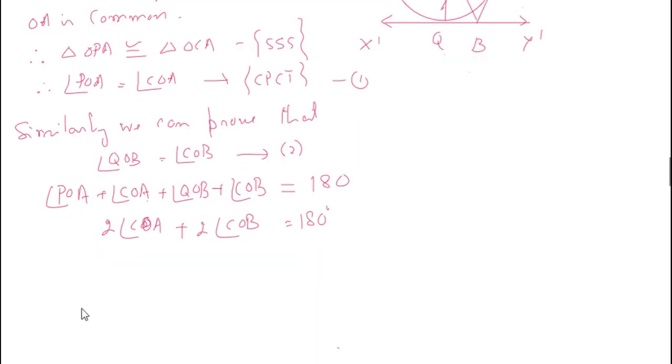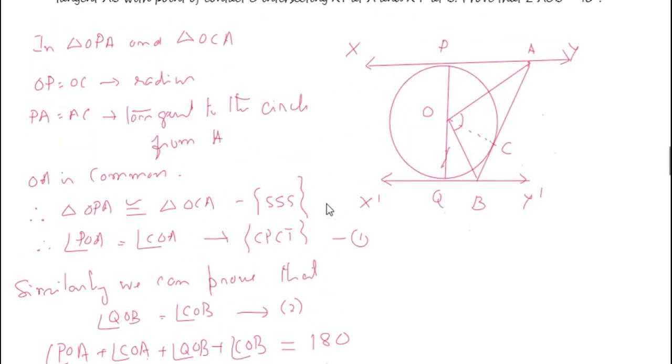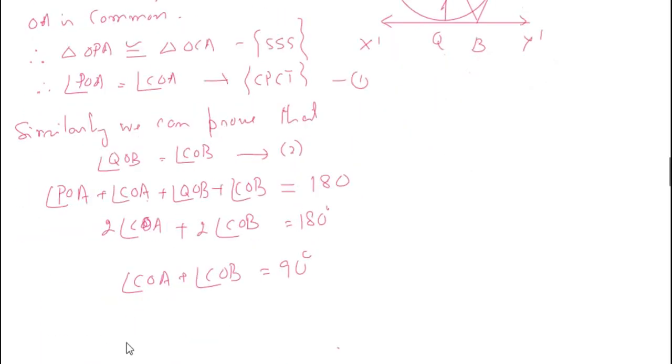Divide all the terms by 2. So angle COA plus angle COB equals 90 degrees. Now angle COA plus angle COB is nothing but angle AOB. Therefore, angle AOB equals 90 degrees. This is the proof.